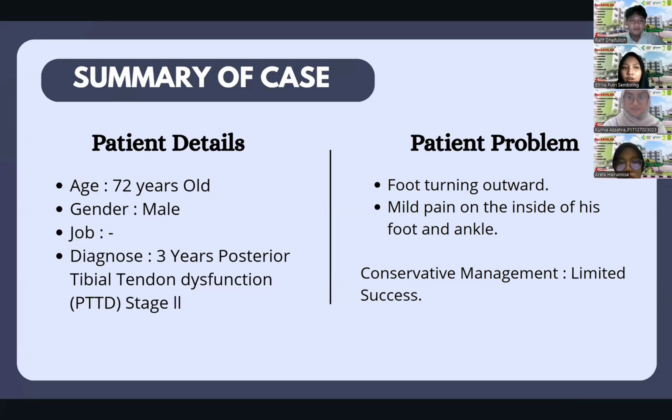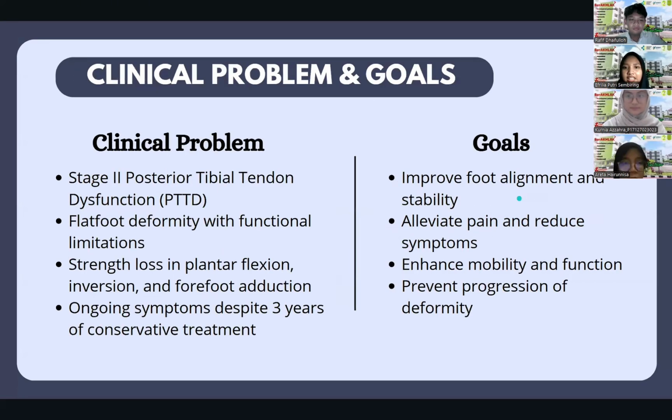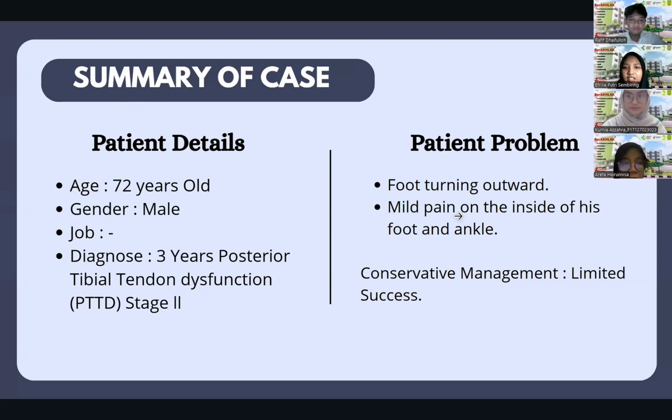Thank you, Nia. For the summary of the case, there are patient details and patient problem. The patient is 72 years old, male. He has been diagnosed with posterior tibial tendon dysfunction, or PTTD, for the past 3 years. Based on clinical staging, he is currently in stage 2. There is no information regarding his occlusion.